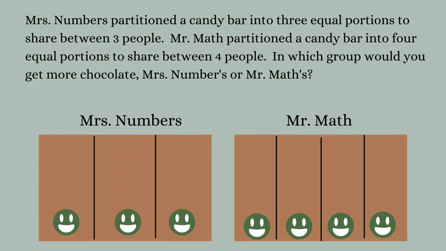The candy bars are the same size, but the numbers of people sharing each are different. And that means the size of the piece that a person gets is different depending on which group they're in.